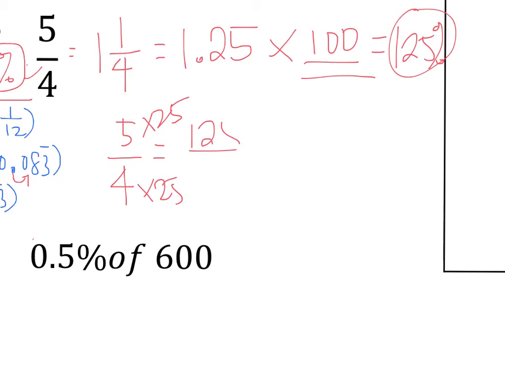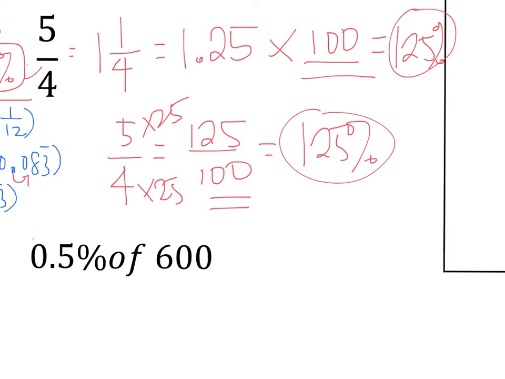Okay, another way to look at this is you can take 5 over 4, multiply by 25. Okay, this will be 125 over 100. And since it's already over 100, we can rewrite this as 125 percent. Same thing.